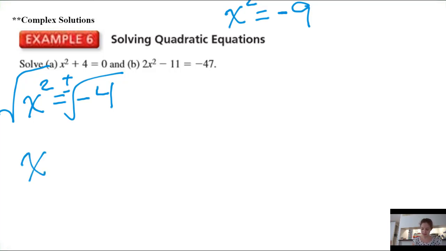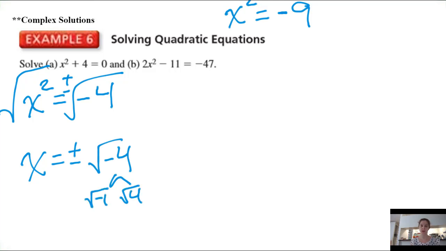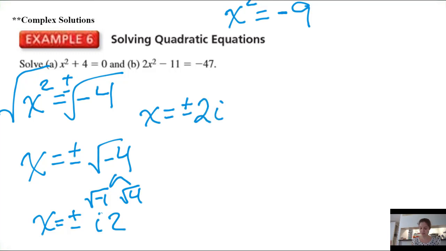And it is x is plus or minus the square root of -4. And we can write the square root of -4 as the square root of -1 times the square root of 4. The square root of -1 is i. The square root of 4 is 2. We still have this plus or minus. And now we're going to rewrite it as x equals plus or minus 2i. There's no real solution. There are complex solutions.